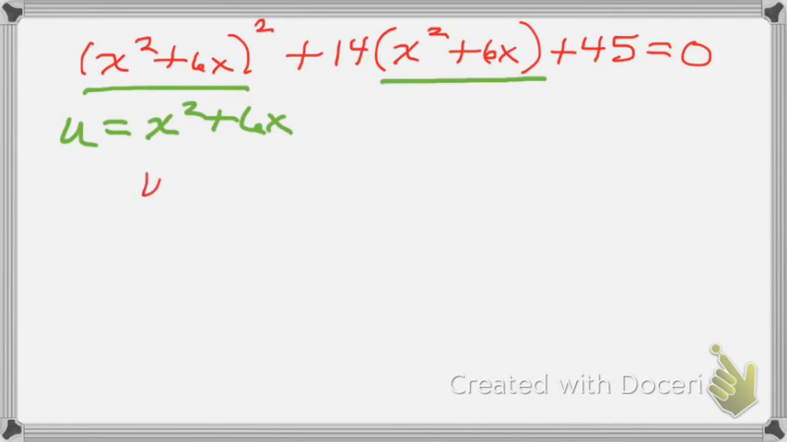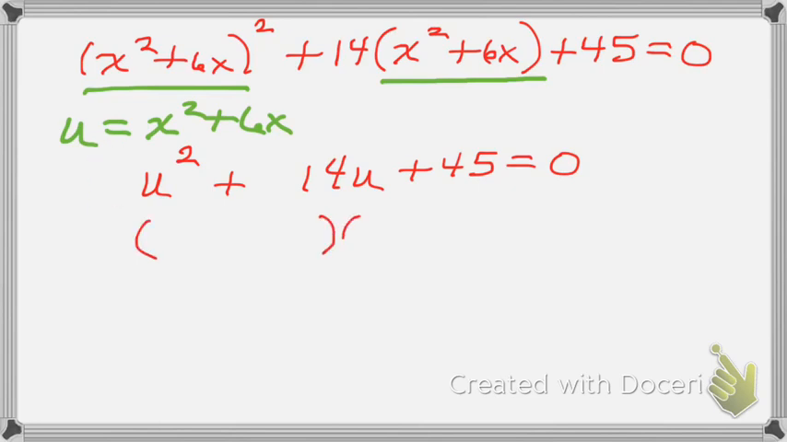Okay? So u squared plus 14u plus 45 equals 0. That looks a lot easier, and manageable. Okay, so this has got a 1 in front, so I could even skip the box here. What multiplies to give me 45 but adds to give me 14? 9 and 5.